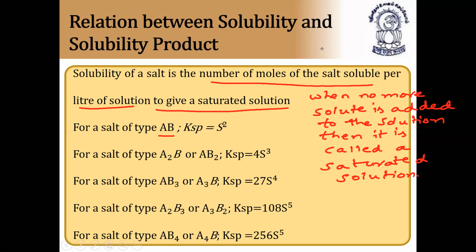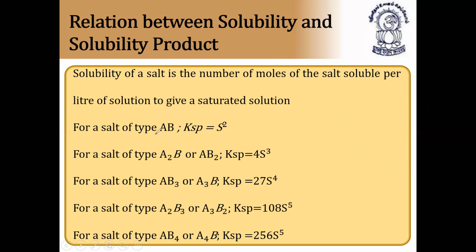So let us see now type 1 salt, that is salt of type AB. AB type salts, I'll write here the examples. First I'll write the examples, so please write down the examples. Example 1: it can be NaCl, because Na plus and Cl minus.